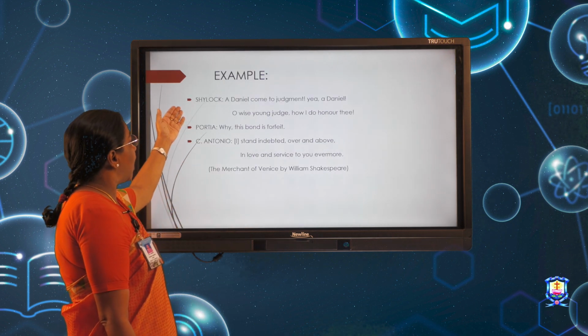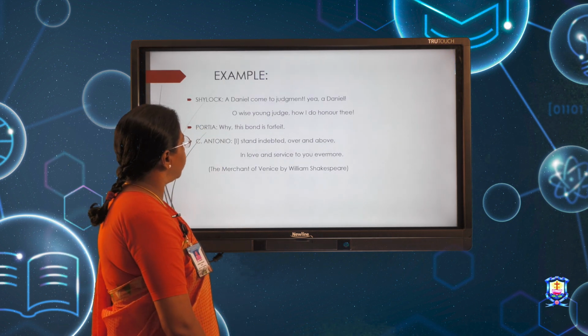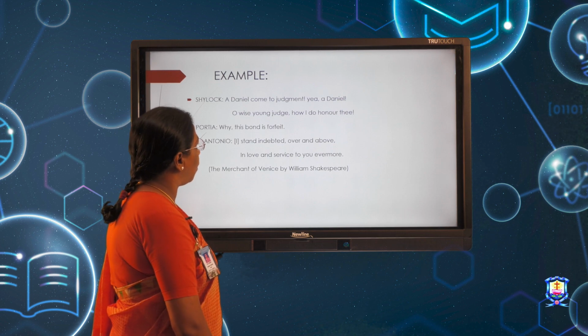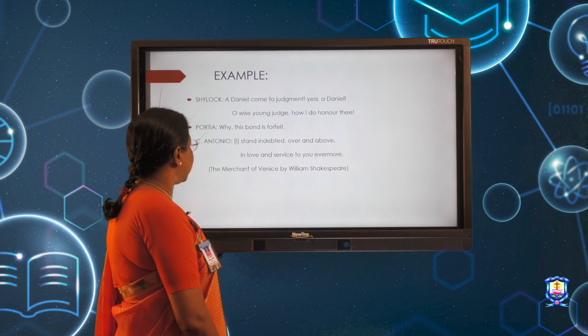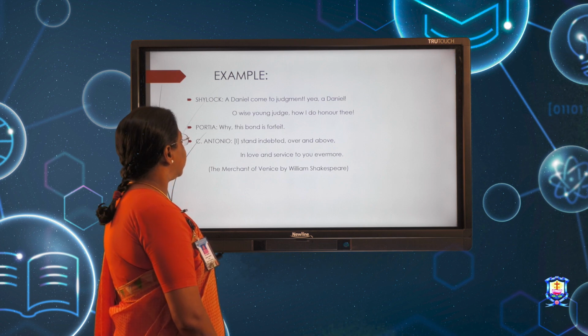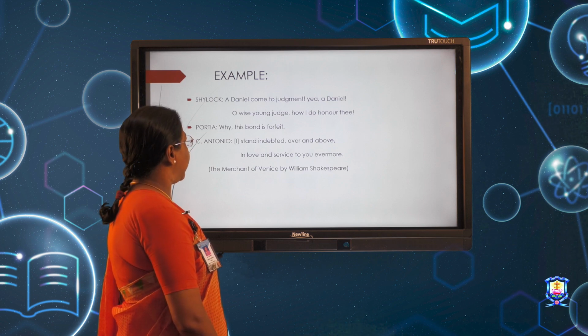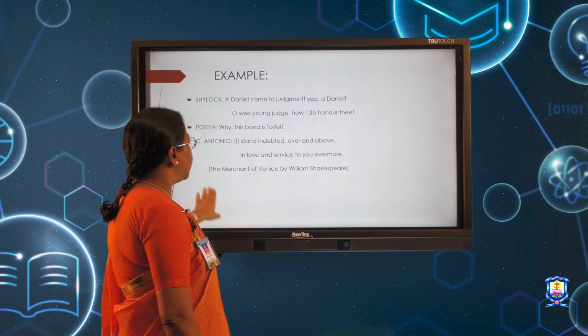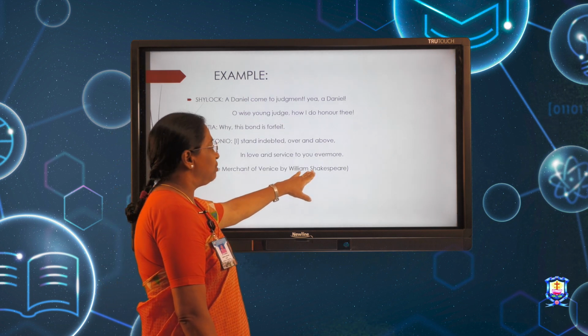Example, you have Shylock. Daniel, come to judgment. Yeah, Daniel, oh wise young judge, how I do honor thee. Portia says, why, this bond is forfeit. Antonio, stand indebted over and above in love and service to you evermore. The Merchants of Venice by William Shakespeare.